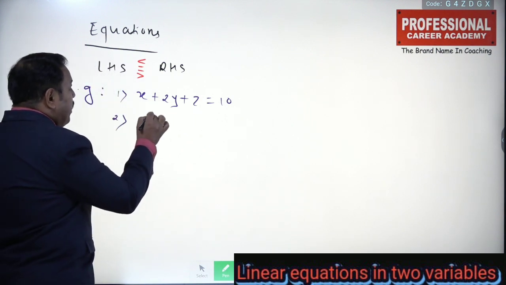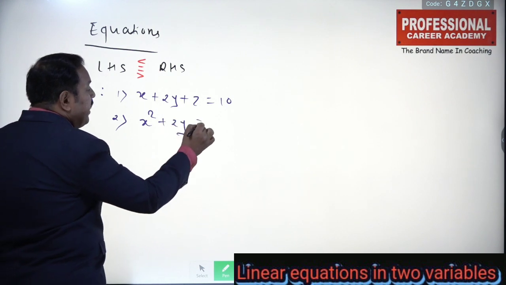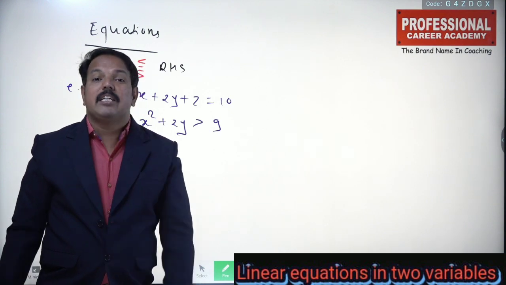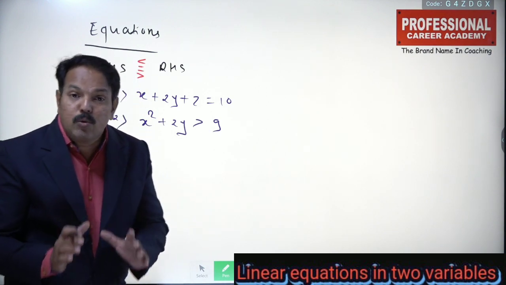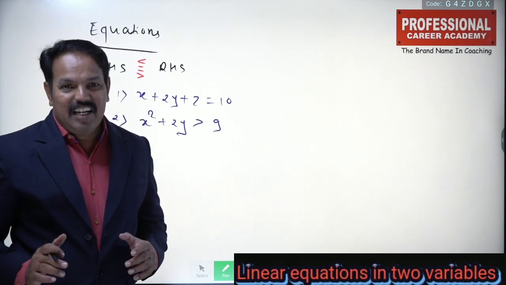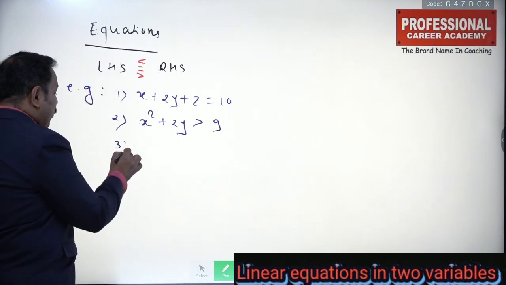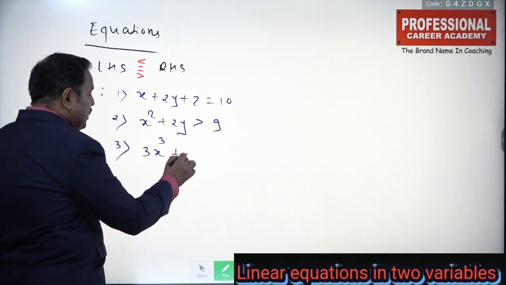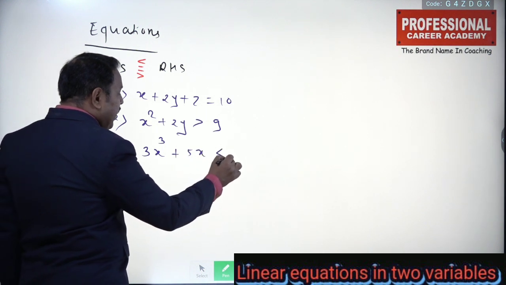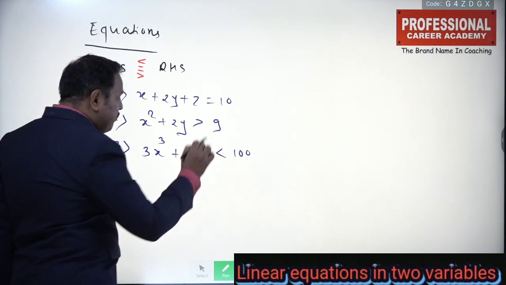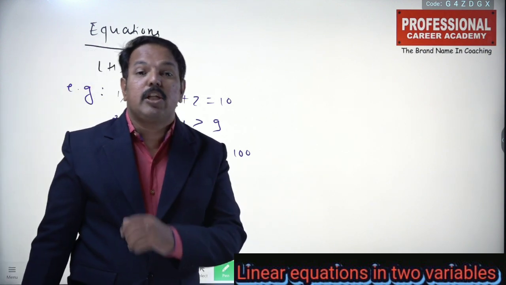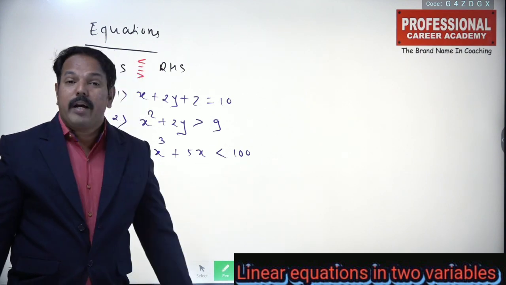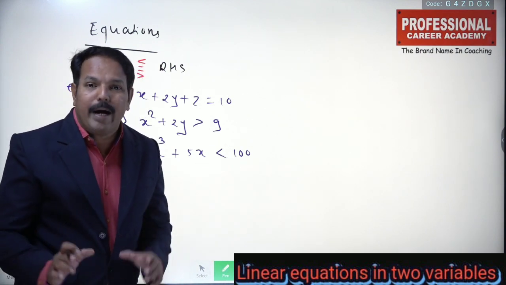Take now another example: x square plus 2y is greater than 9. Is it an equation? Yes. Definitely it is also an equation. It also possesses two sides, left hand side and right hand side. Is it clear? Or take another example: 3x cube plus 5x is less than 100. Is it an equation? Yes, this is also the equation. And this is also having the two sides, left hand side and right hand side, that may consist of some constant and some variable.